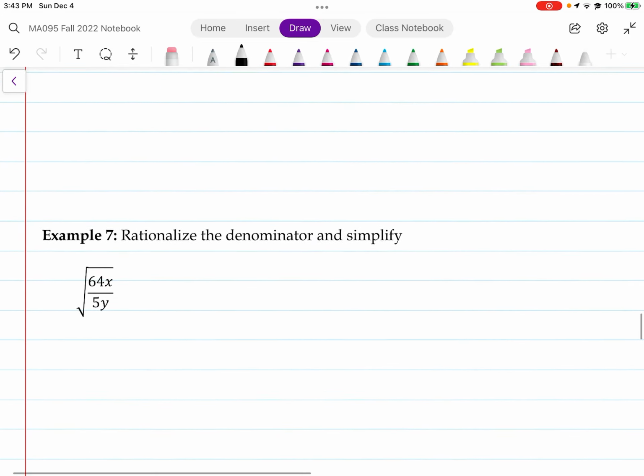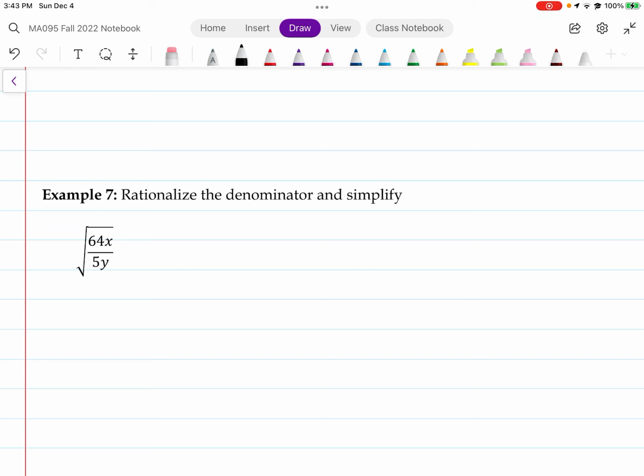All right, another one. Rationalize the denominator. My first hint, though, for you is to rewrite this as the square root of 64x over the square root of 5y. Then you'll see that there's a square root on the bottom. All right, now I'm also going to rewrite this. Square root of 64 is 8. So I'm going to go ahead and take it out over square root of 5y. So if there's anything you can take out, go ahead and take it out. It just keeps your numbers smaller to deal with.